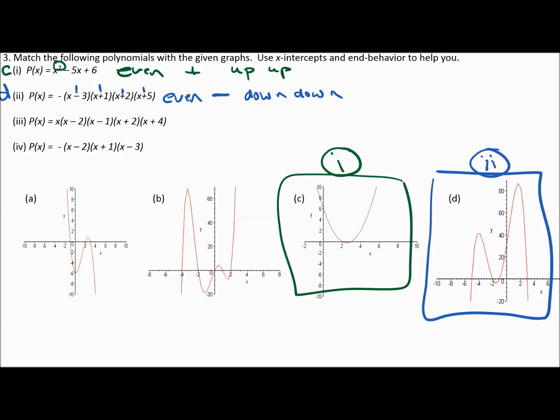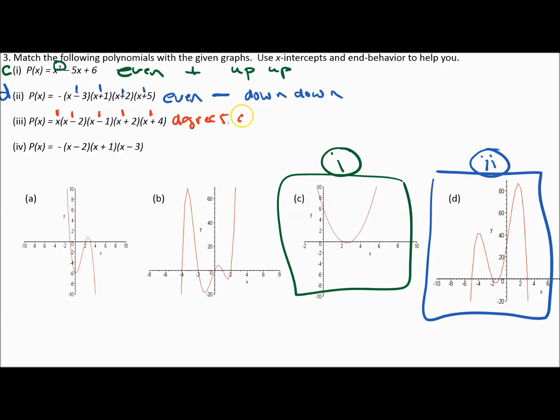Okay, so let's look at number 3 polynomial, p of x equals x times x minus 2 times x minus 1 times x plus 2 times x plus 4. Notice that again is in factored form. So I have to determine my degree. So I have 1 from here, 1 from here, 1, 1, and 1. And when I multiply all these x's together, I end up adding these exponents. So 1 plus 1 is 2, 3, 4, 5. So I have a degree 5.